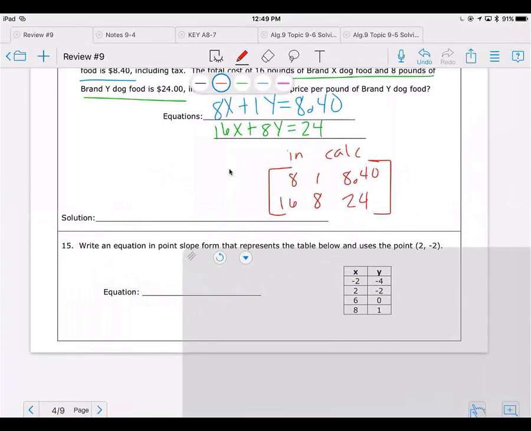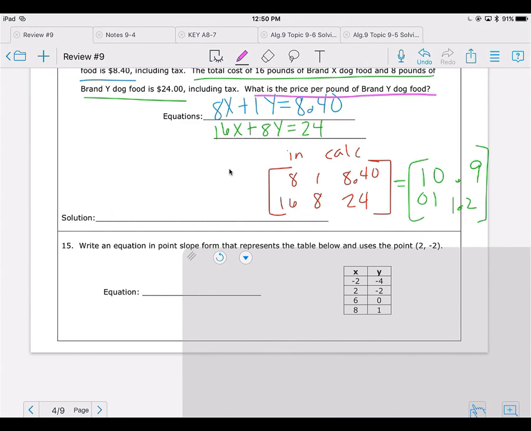So in my calculator, my answers came out 1, 0, 0, 1, 0.9, and 1.2. Now the question was, what is the price per pound for Y? Well, my Y's went in second, so where I see the 1 in the second column is going to be my Y value. So it would be $1.20 for brand Y.